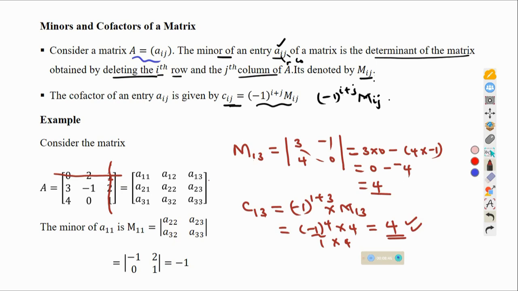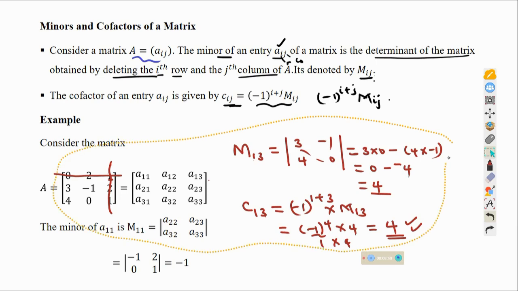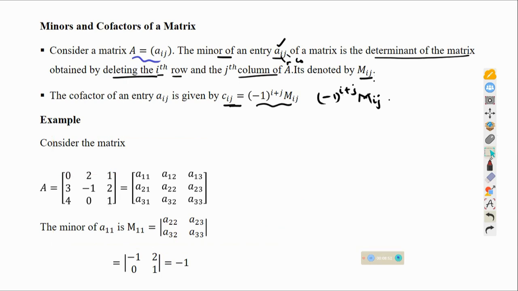So the same applies to the next element as well. The next element will be this 3 here. So we are getting the minor for 0, 2, 1, 3, negative 1, 2, 4, 0, 1. So we are getting the minors of each of these entries and the corresponding cofactor.